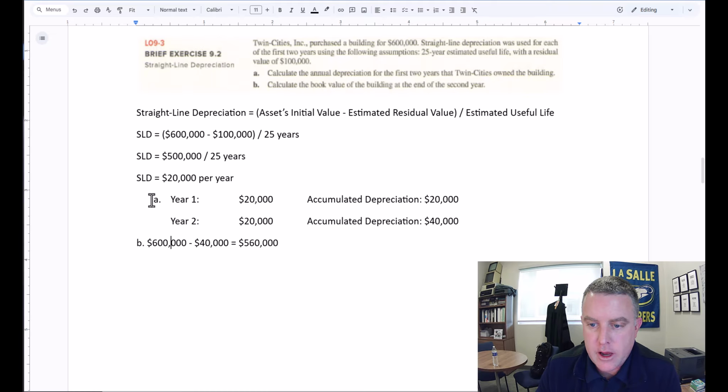And so we're good to go here. We have a solution to A and B. Again, A is 40,000 total, B is 560,000 is the remaining book value. All right, so pretty straightforward.